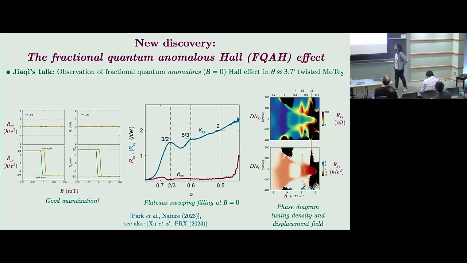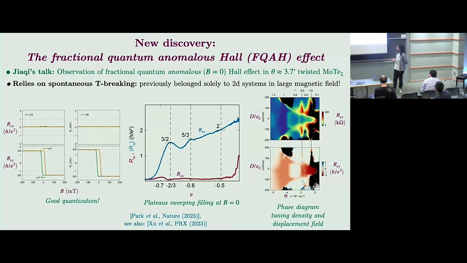All right, so to elaborate a bit more on this, around this time last year, due to heroic efforts of Jiaqi and the other members of Xiaodong Xu's group, the physics of the fractional Hall effect was discovered in a moire system, twisted molybdenum telluride at around 3.7 degrees. It was initially an optics measurement that I showed before and that Jiaqi showed, essentially measuring compressibility, but then later on in transport.